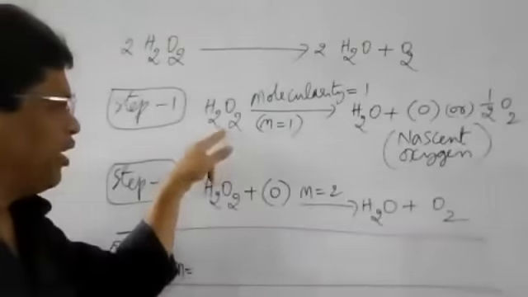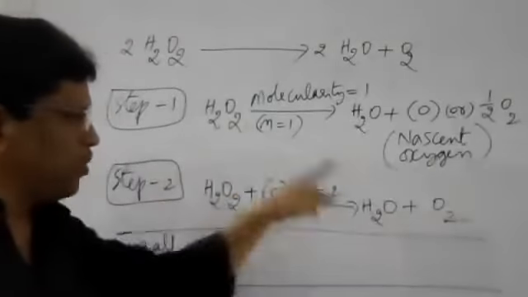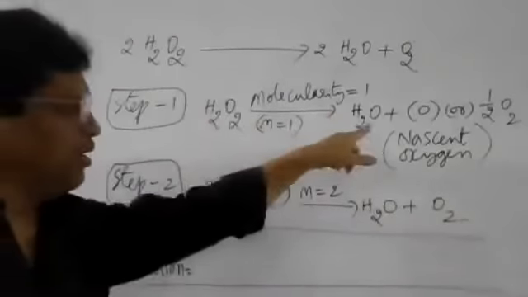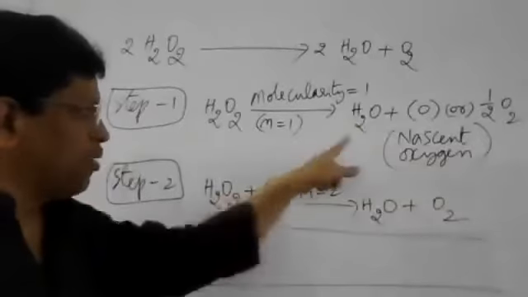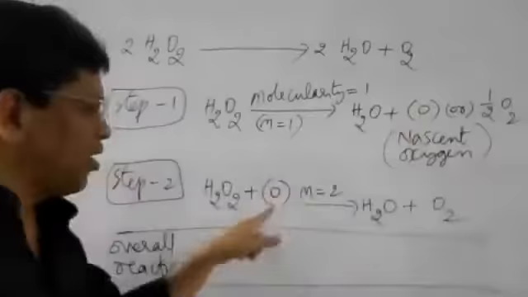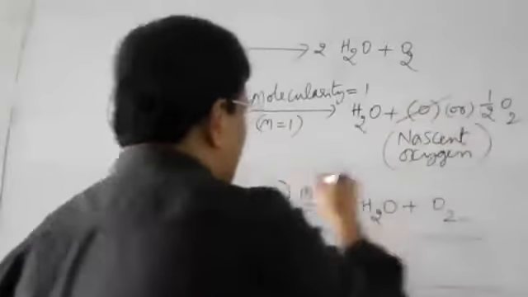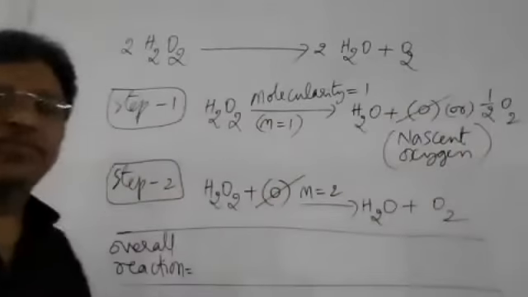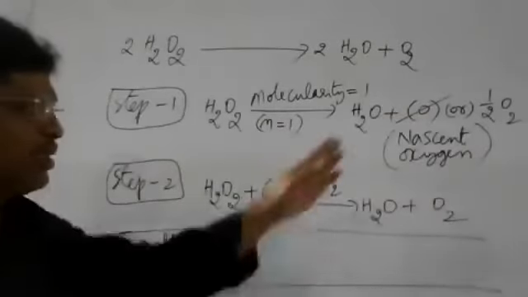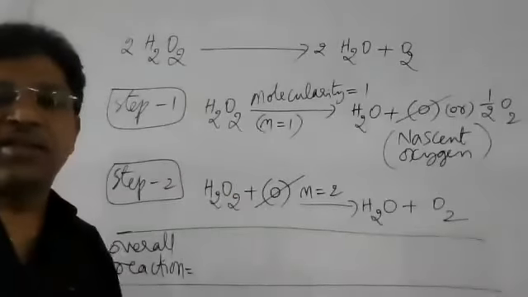Now check it here: H2O2 here, H2O2 not there, common species not there. But here H2O, here H2O not there, common species not there. Here oxygen, here oxygen. So nascent oxygen can be cancelled. Is that clear now? Nothing can be cancelled other than nascent oxygen.